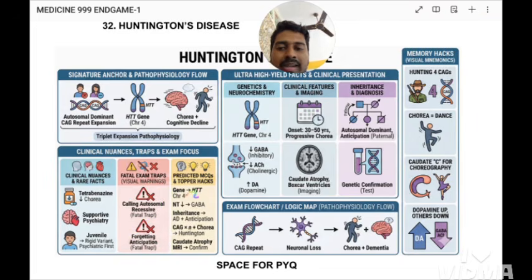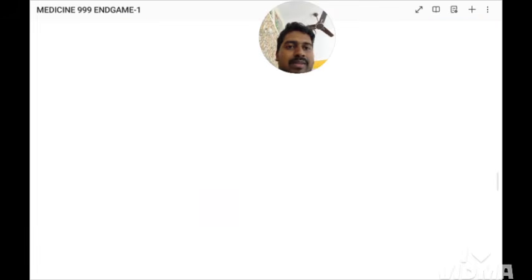So to summarize, which is the gene locus? Yes, very good. It is chromosome 4. Which neurotransmitter is decreased? GABA is decreased. Very good. Inheritance pattern is autosomal dominant along with anticipation, which repeats, CAG repeats, and then there is chorea. Also, one thing is that the CAG repeats actually determine how severe the chorea is. Okay. Next, caudate atrophy occurs in MRI, which is actually confirmatory.